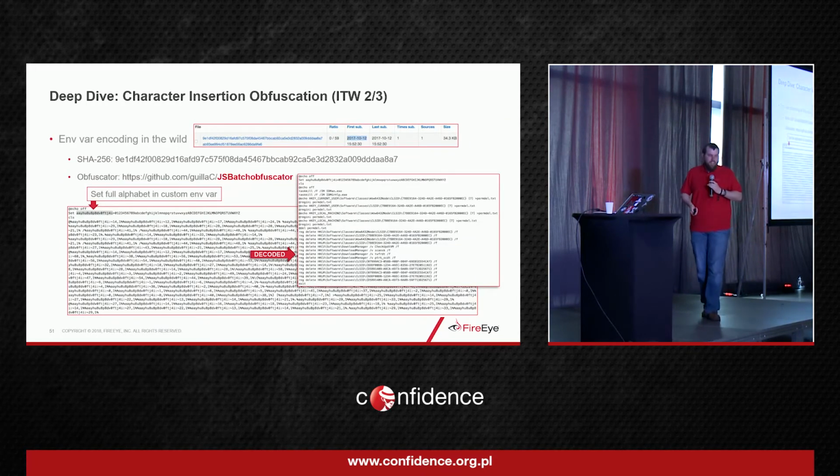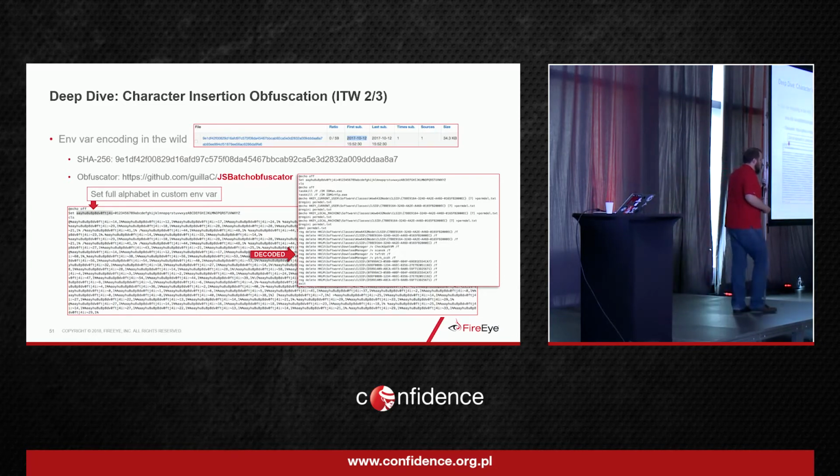This is another one, JS Batch Obfuscator. This is a tiny project on GitHub, but it's really cool. It's about 2.5 years old on GitHub, and basically the batch file starts with setting a custom variable with the full alphabet, and then the rest of the payload is taking substrings of that variable that has the full alphabet. And we've actually seen some interesting Chinese APT groups using a modified version of this tool and looking very similar.